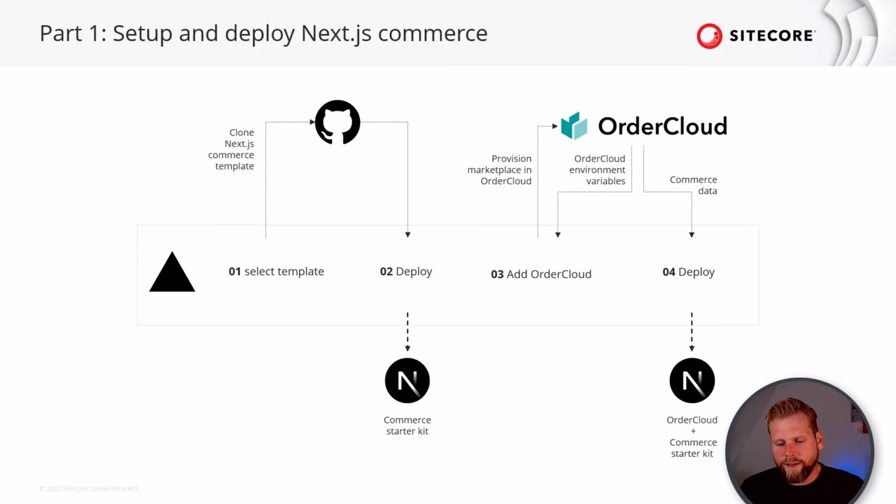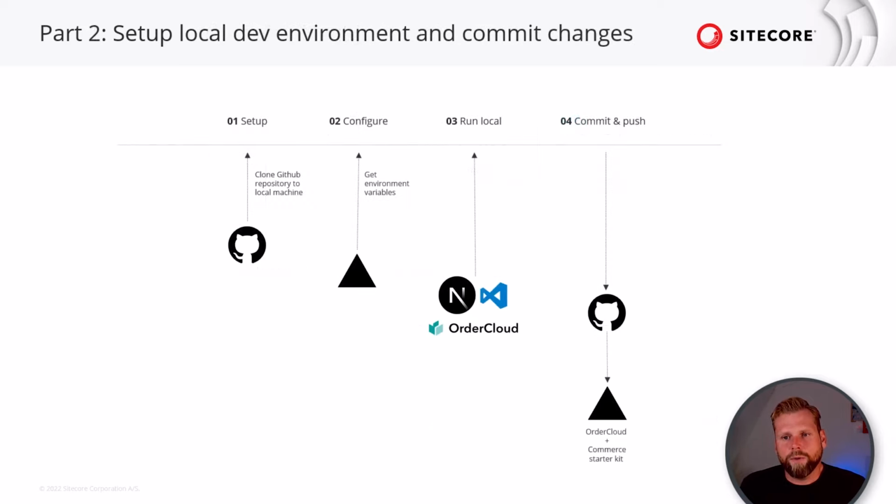But how do you change that? Like, how as a developer, how do you make changes? How do you build out those requirements that your customer have? So that's basically part 2. How do we set up our local dev environment, and how do we then commit a change to the live environment? Again, 4 easy steps.